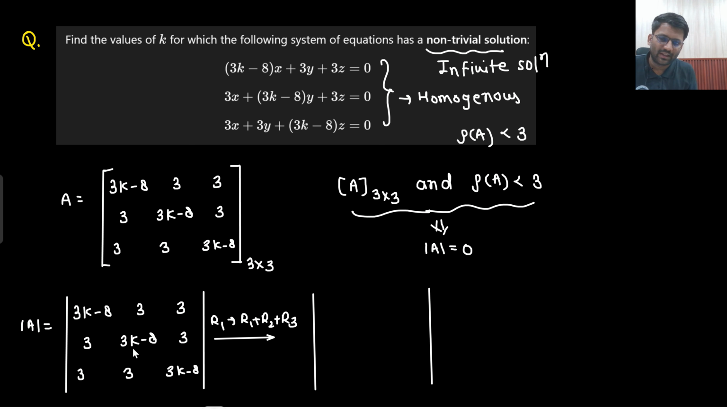So this will become 3k plus 1 and then 3 plus 3k minus 8 plus 3. What you will get? Basically, in row 1 I am adding row 1 plus row 2 plus row 3. Is this acceptable? Yes sir, it is acceptable. Right? And why I am doing so?